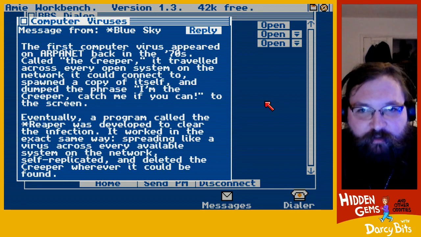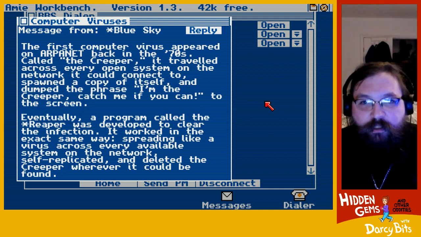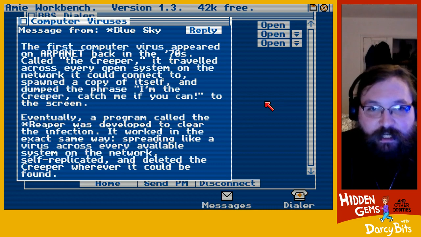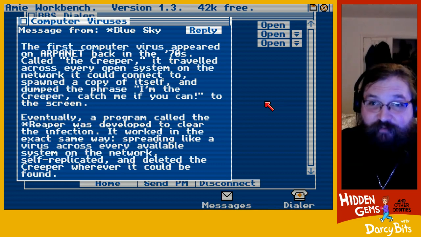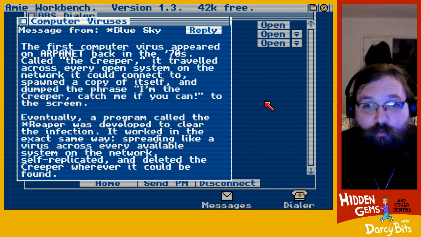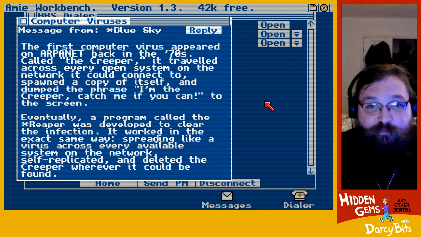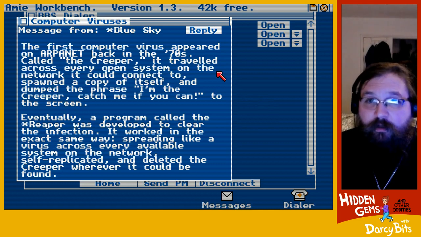The first computer virus appeared on ARPANET back in the 70s, called The Creeper. It traveled across every open system on the network it could connect to, spawned a copy of itself, and dumped the phrase, "I'm the Creeper, catch me if you can," to the screen. Eventually a program called The Reaper was developed to clear the infection. It worked in the exact same way, spreading like a virus across every available system of the network, self-replicated, and deleted the Creeper wherever it could be found.